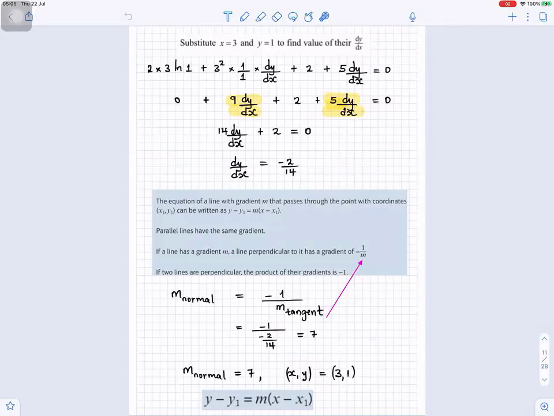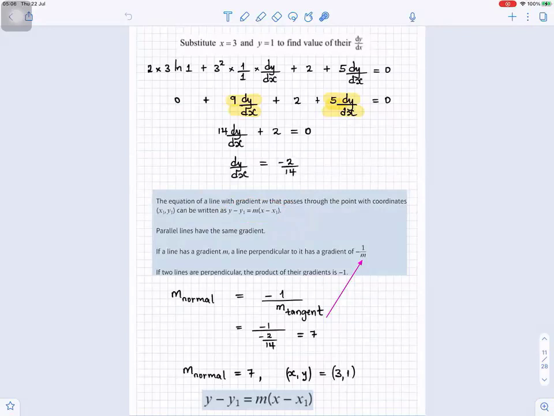So we're going to be using this formula for the gradient of the perpendicular. The gradient of the normal is equal to minus 1 divided by the gradient of the tangent. So minus 1 divided by minus 2 over 14. That's already the gradient of the tangent. It gives you 7. So now to get the equation of the normal, we use this formula.